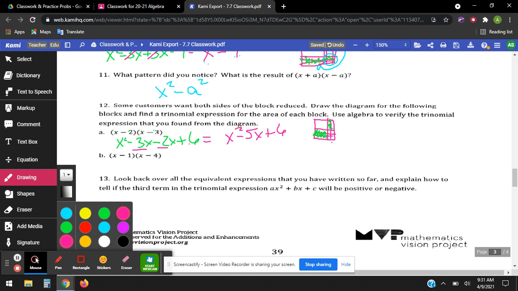Okay, so the next one, x minus 1 times x minus 4. Okay, so 1, 2, 3, 4, and 1.